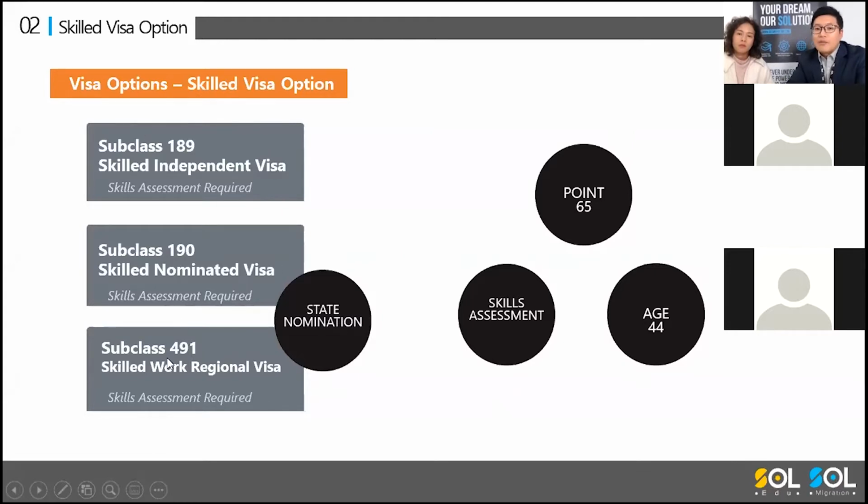There are basically three different types of skilled visa, but the skilled visa has three very important factors. One is the point system, one is age, one is skill assessment. But for the 190 and 491, it operates based on state nomination. So you must be aware of the state nomination requirements as well.